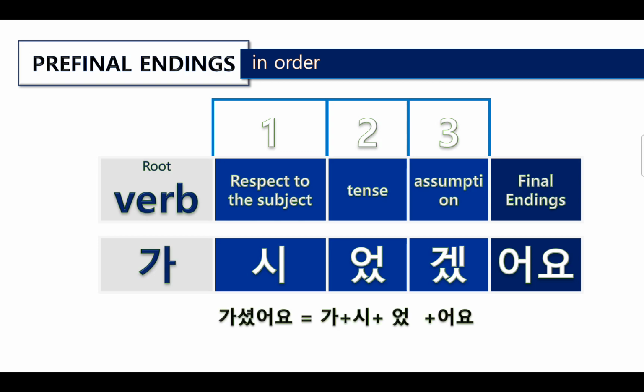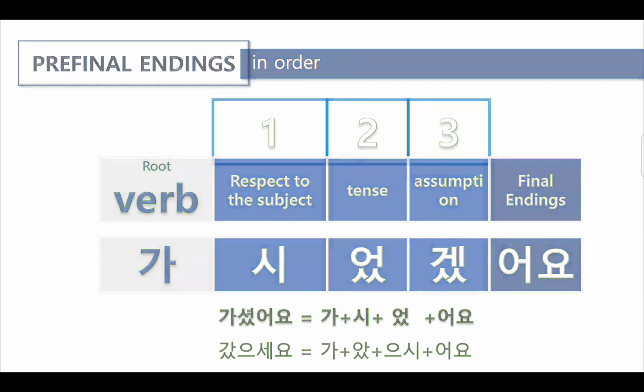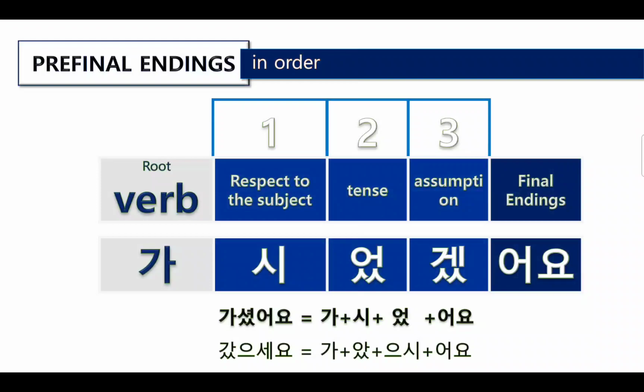So when you say 가셨어요, 가셨어요, 이제 가 plus 시 plus 었 plus 어요. 가시었어요. How about when we change the order of pre-final endings? So when we change the position of she and like this, 갔으세요. 가 plus at is a past tense and 으시 is respect to the subject. And this is wrong. Oh, I didn't put anything. The second one is wrong. Why is that wrong? Because of the word order. At is a tense and 으시 is respect to subject and the position has changed. So that's why the second is wrong.